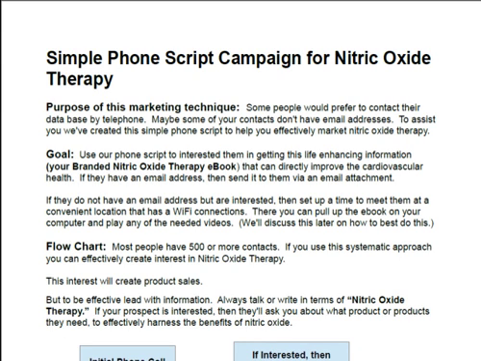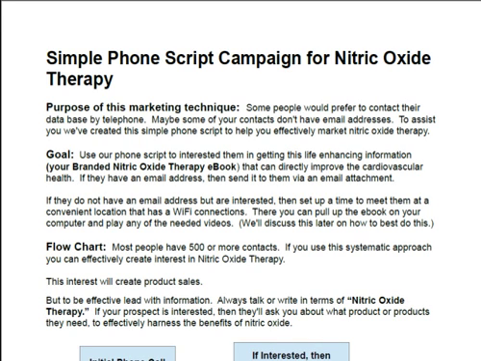Today we want to give you another marketing strategy. As you can see by the title, it's Simple Phone Script Campaign for Nitric Oxide Therapy. Once the microbiome product line comes online from Synergy Worldwide, we'll also do something very similar for the microbiome. But this one is specifically for nitric oxide therapy.